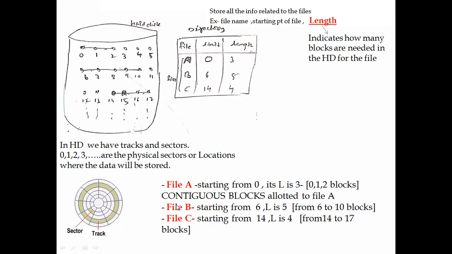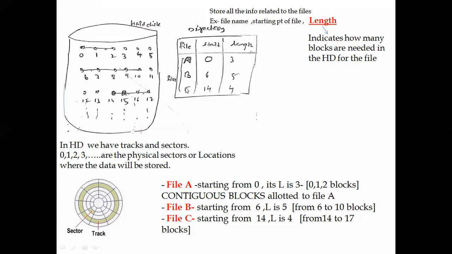And if you see file B, it is starting from 6, as shown in the directory table. What is the length of file B? File B is consuming five blocks. Hence blocks 6, 7, 8, 9, 10 will be reserved for file B. Why? Because its length is 5.